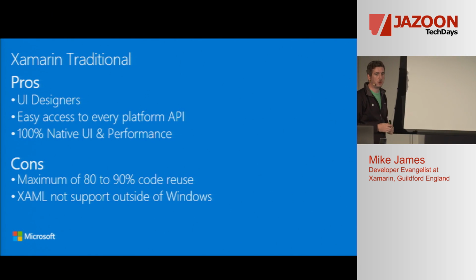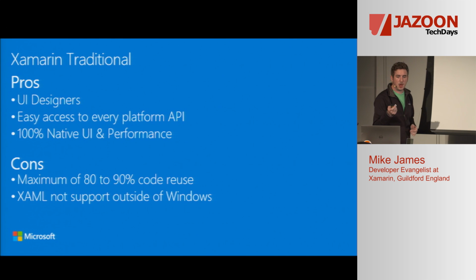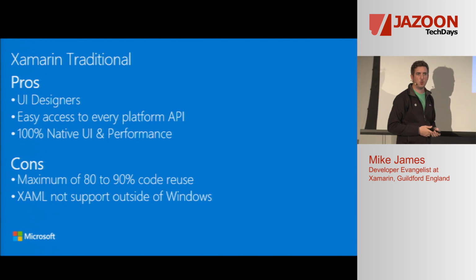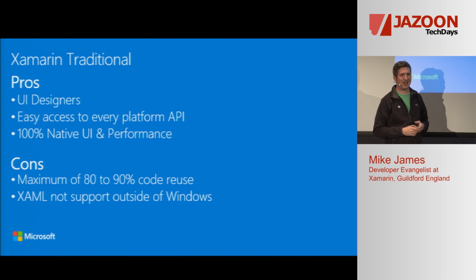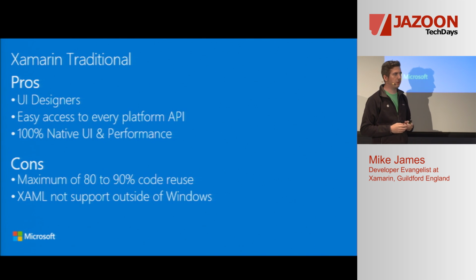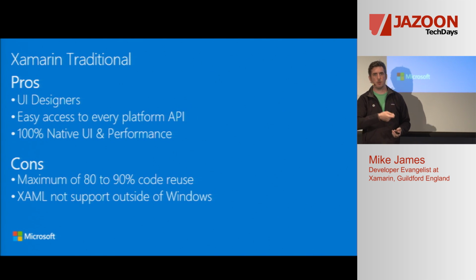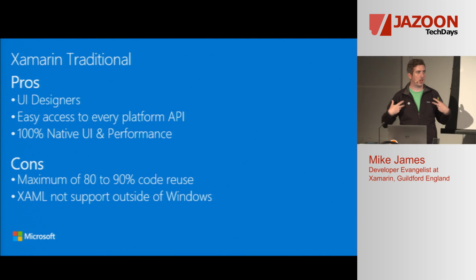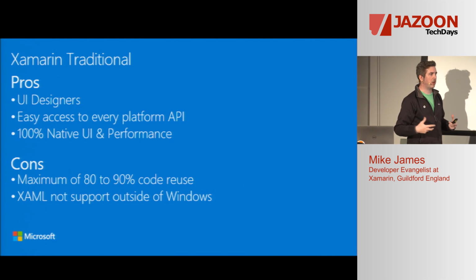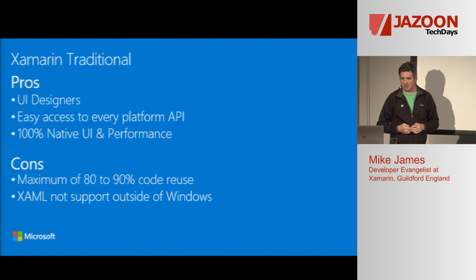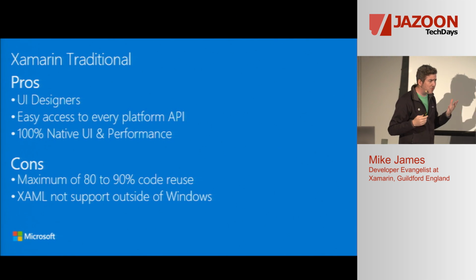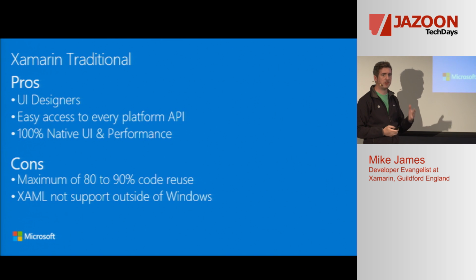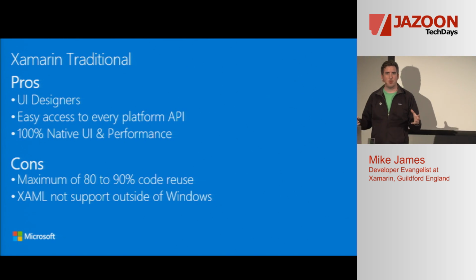Now, there are some pros and cons to traditional development. The biggest pro is a UI designer. We have a storyboard designer and an Android designer built straight into Visual Studio. So you can just drag and drop to create your user interface. So it's very visual. So if you're a visual person like me, this is the best way to create your user interfaces. Very, very easy to access every single platform API. There's no abstraction and nothing getting in your way.